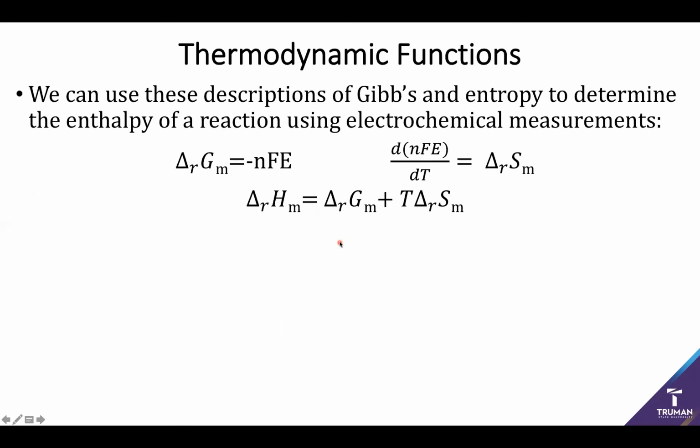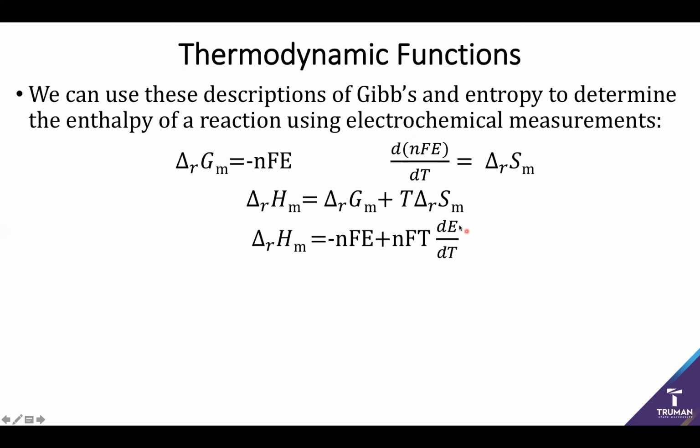So from here, we can use our basic definition of the enthalpy of reaction simply as the Gibbs of reaction plus the entropy of reaction times the temperature. So when we do this, we can then substitute in our two expressions. Again, negative nFE for Gibbs and nF times the temperature dependence of the potential for our entropy of reaction.